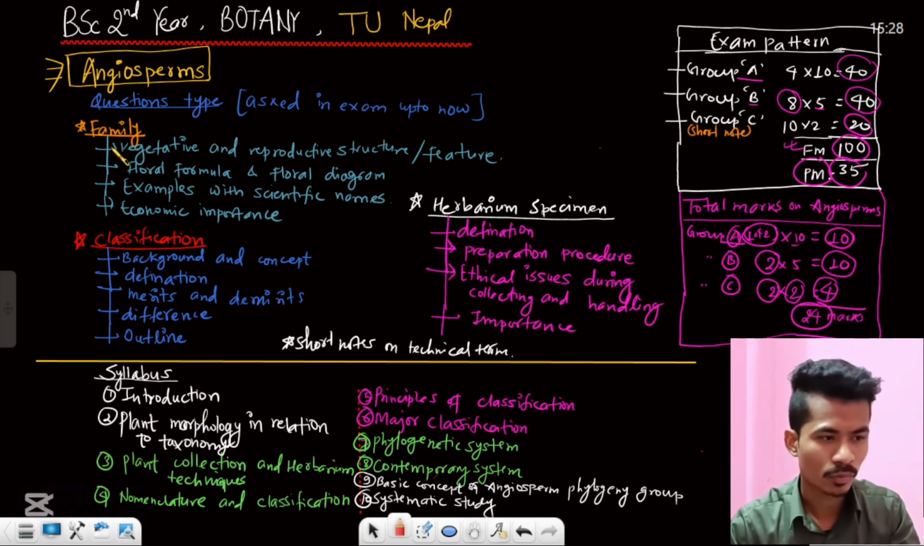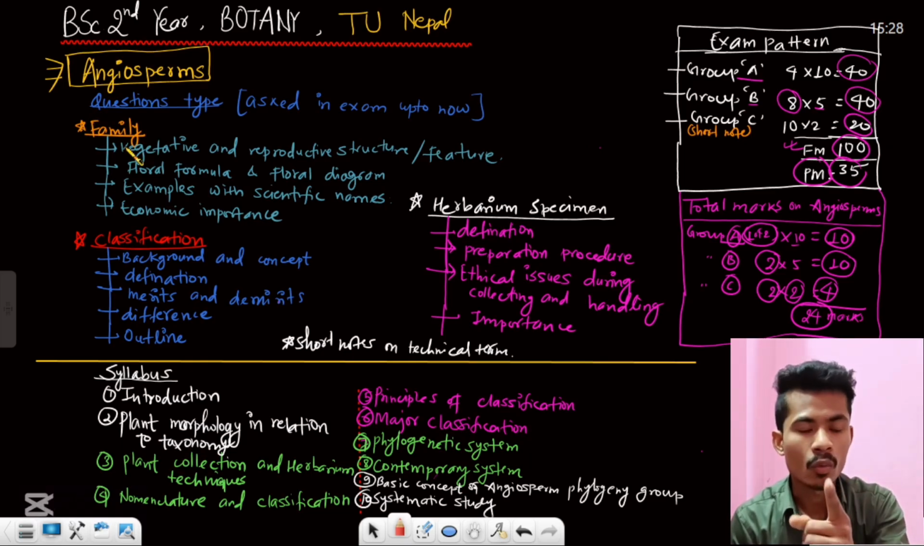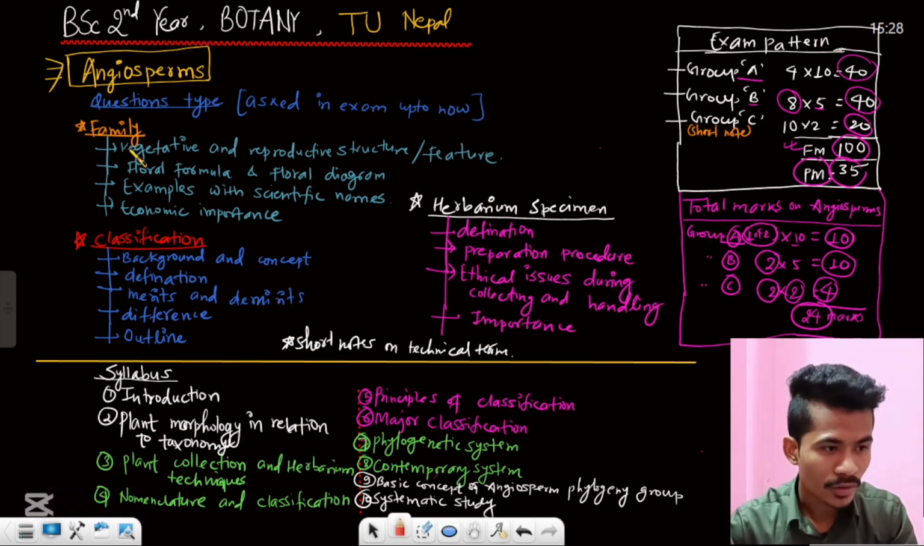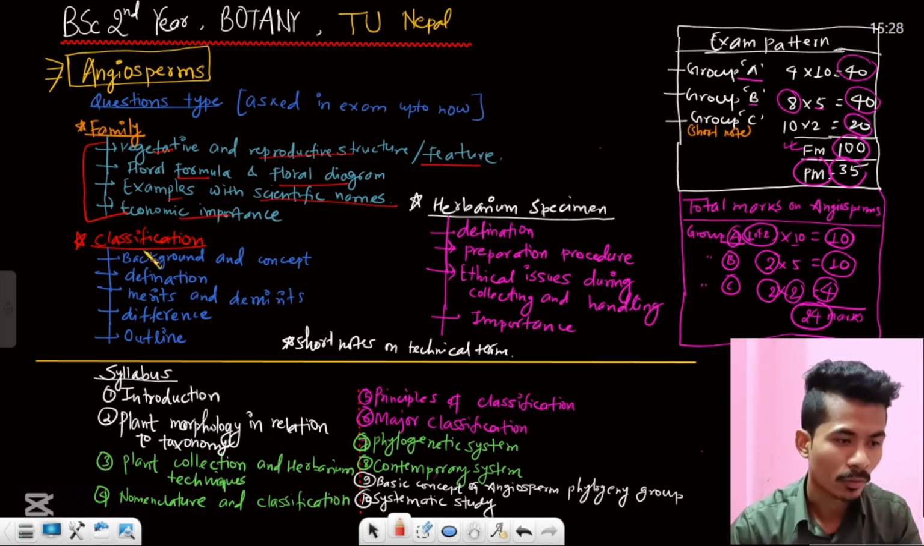Here is the first topic, family. These are the question types asked in the exam up to now. From the family topic, one question of 10 marks comes. From all these topics as a whole: vegetative and reproductive structures, or we can say features, floral formula, floral diagram, examples with scientific names, and their economic importance.